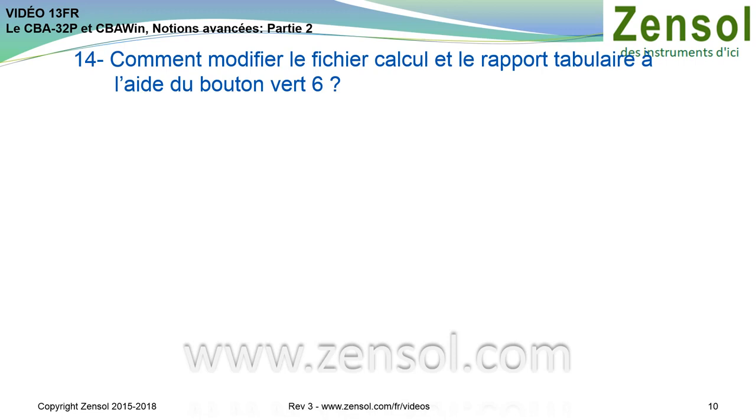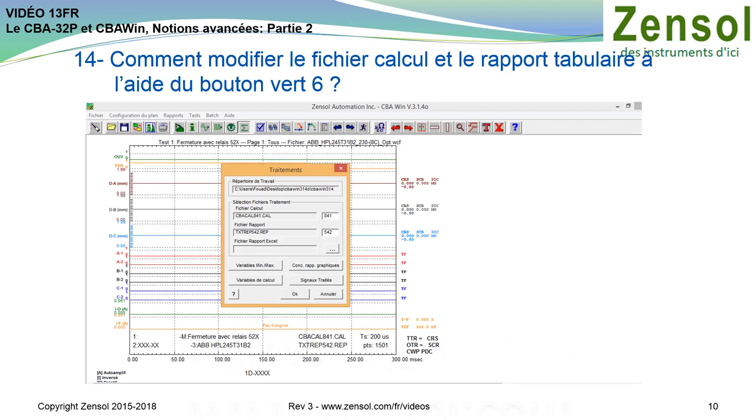How to modify the calculation file and tabular report using green button 6. For example, this slide shows that calculation file 841 and tabular report number 542 are used. We advise you not to change these numbers. Indeed, the planner knows exactly why he's paired 841 with 542. It is useful to remember these numbers as they are available directly from the plan.